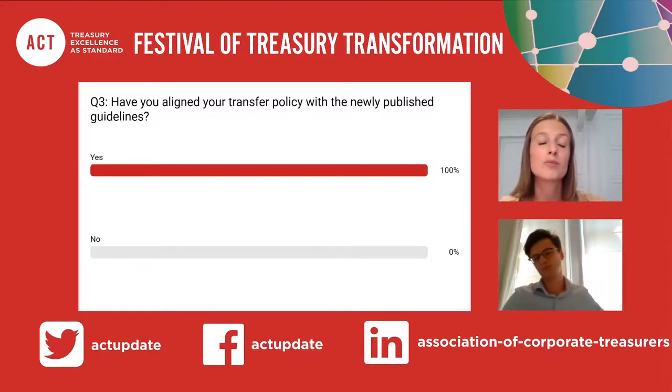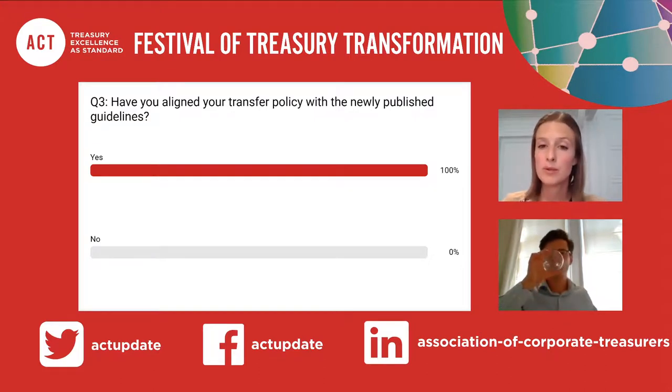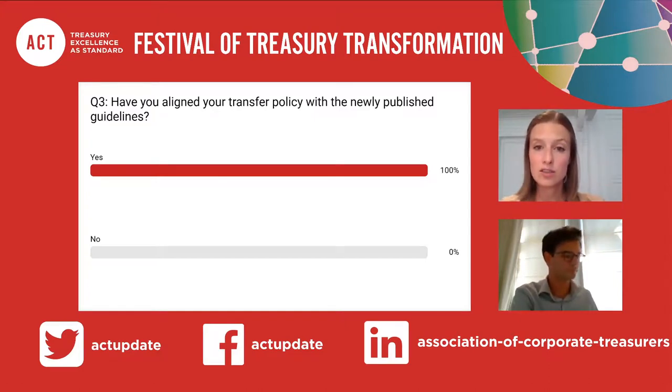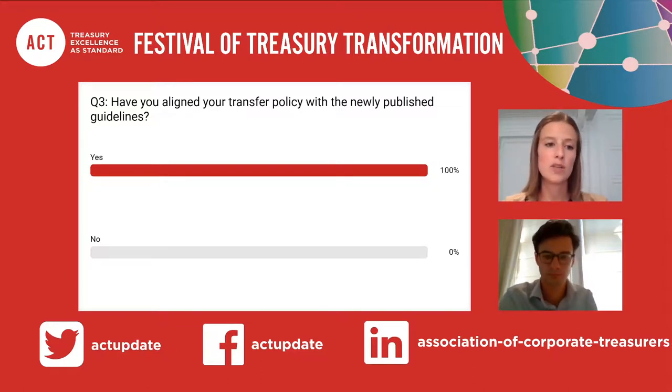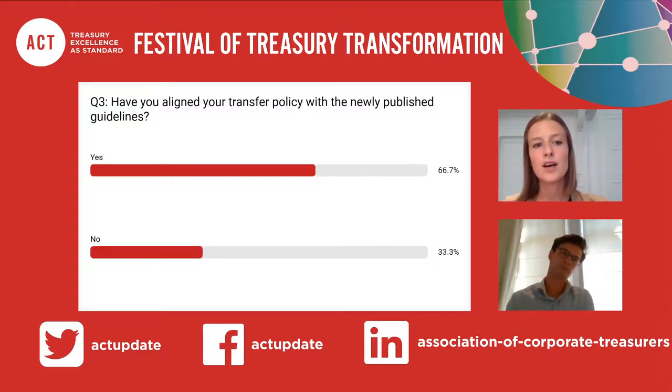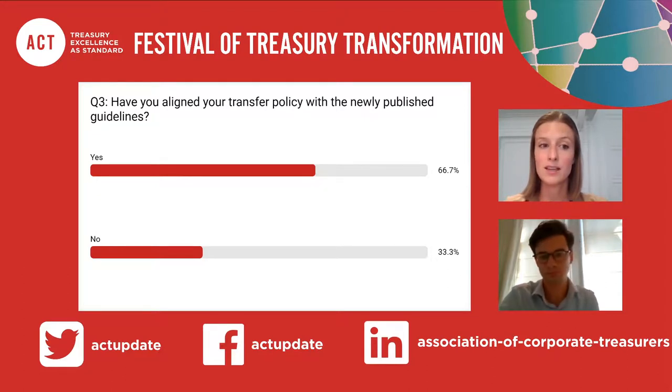That would be, of course, pretty quick, but maybe you have a policy that is already quite in line with the guidelines, or you made some adjustments after the discussion draft, which was already published 2 years ago, and most elements are, of course, quite in line with each other. So it might already be aligned with the newly published guidelines.